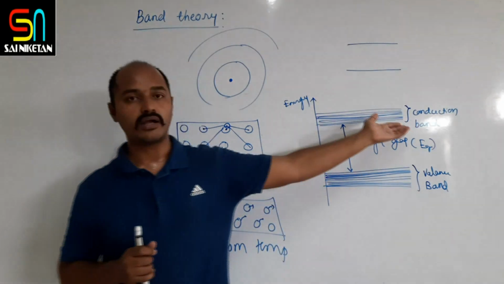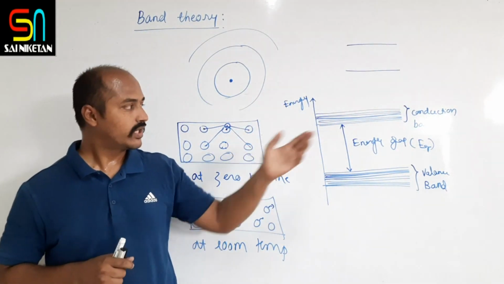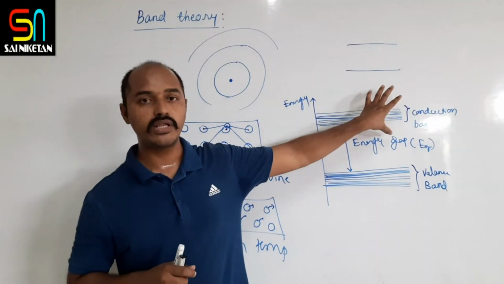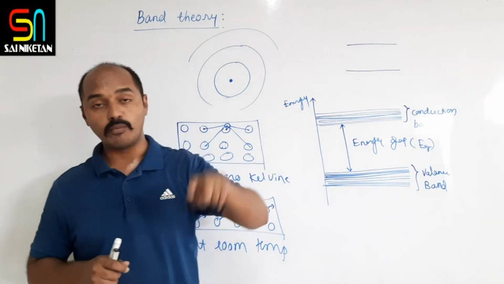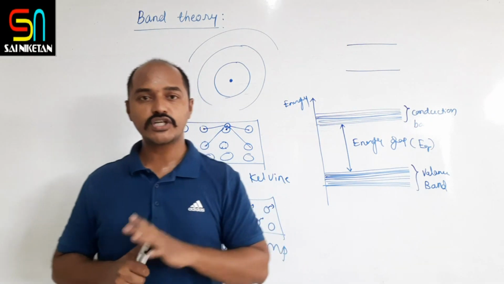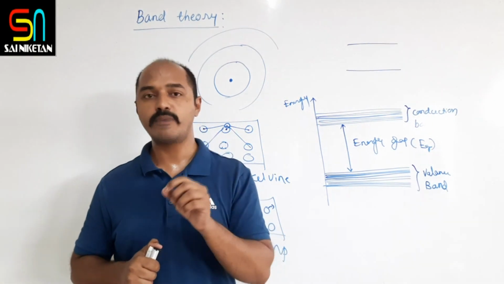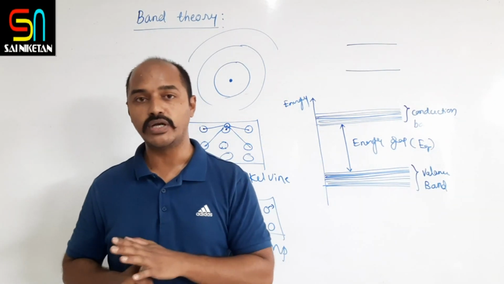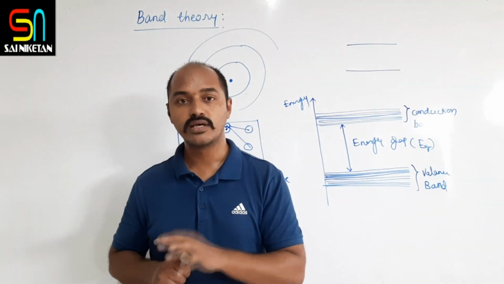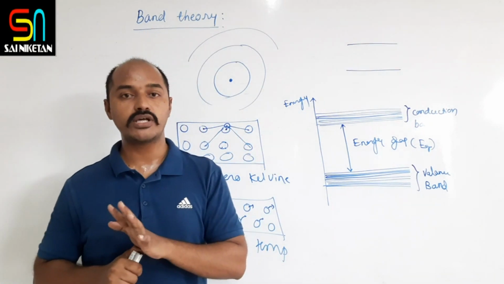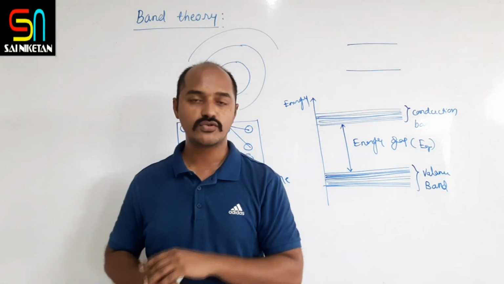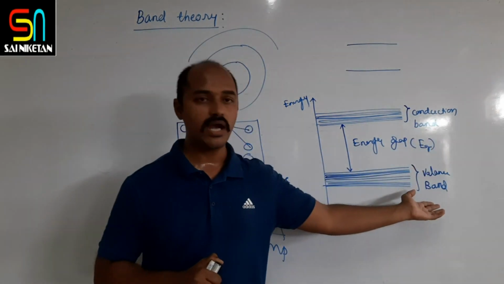And the next is the conduction band. At 0 Kelvin it was not there, but above 0 Kelvin, at room temperature, this band is present. So the conduction band can be defined as an energy band which is completely or partially filled with conduction electrons at room temperature, but it is completely empty at 0 Kelvin. So these are the definitions regarding the conduction band and the valence band.